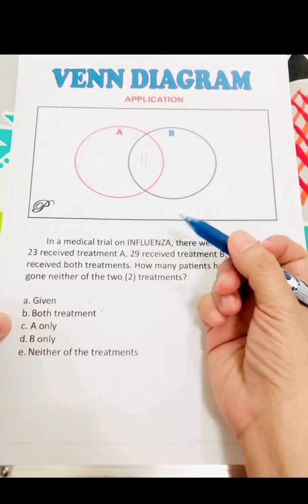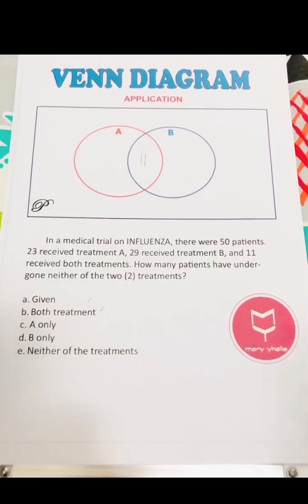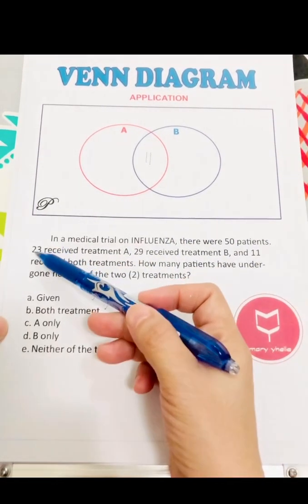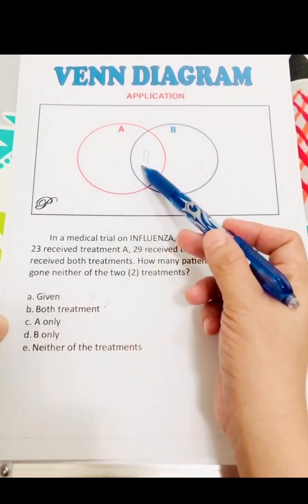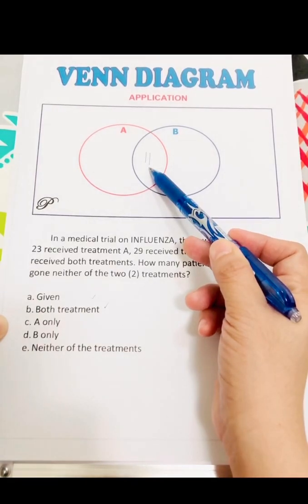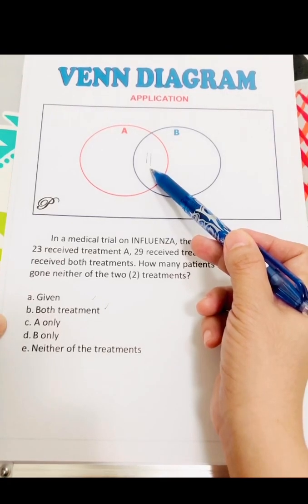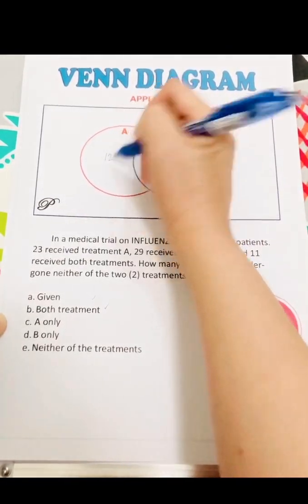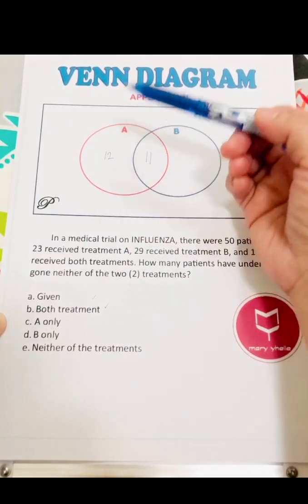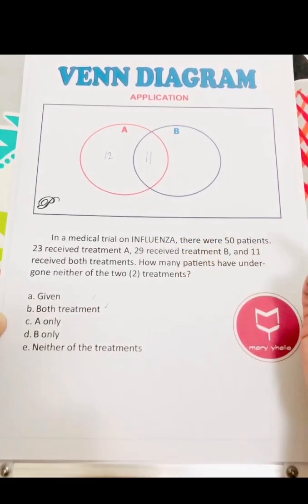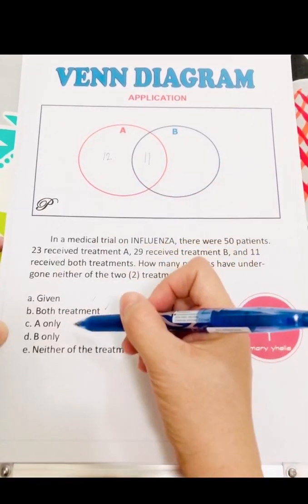And now, how many received the treatment A only? What is the clue there? The clue there is you're going to get the given for the ones who received treatment A, which is 23. Then subtract it with the both, or 11. So 23 minus 11 will result in how many? You will have 12. So from this data alone, you can see that the number of patients who received treatment A only is 12.